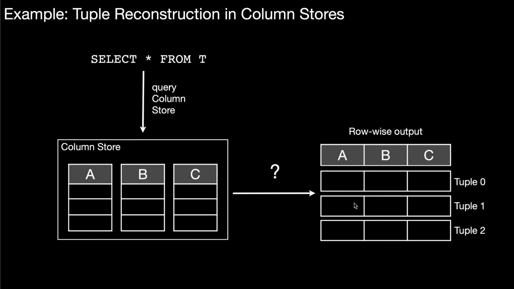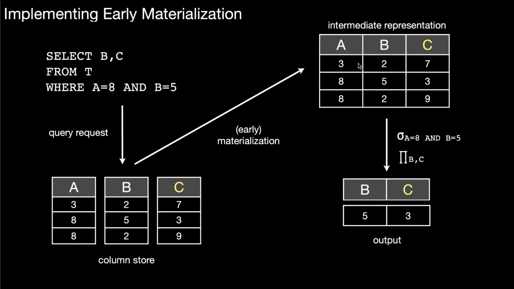Here's an example of how that will work in a column store. So assume the following scenario: select star from T. That's our relation with 3 columns, A, B, C. That's the query you have in the column store. Row-wise input would look something like that. Column-wise input, something like this. So how would you process that? In early materialization, you would do the following.